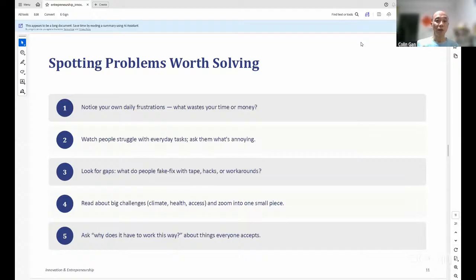Also do a lot of reading. Read about big challenges like climate and health, and zoom into one small piece that you really care about. Number five, the last one, is ask why does it have to work this way about things everyone accepts. You don't have to think the same way other people think. You can come up with something new.